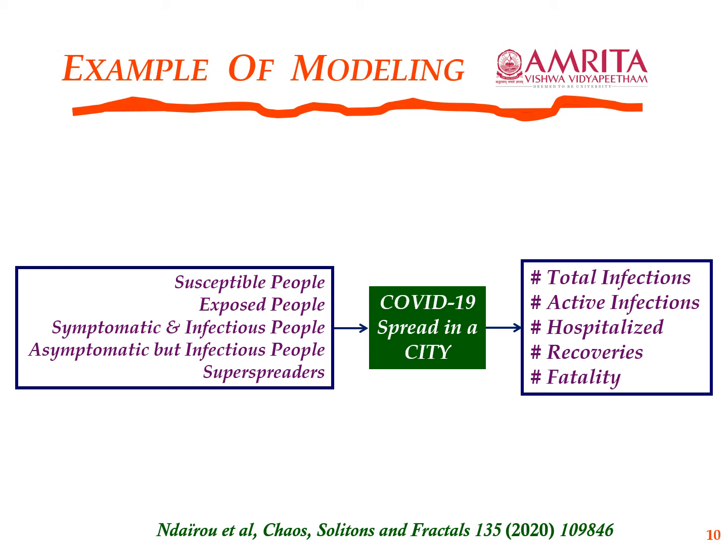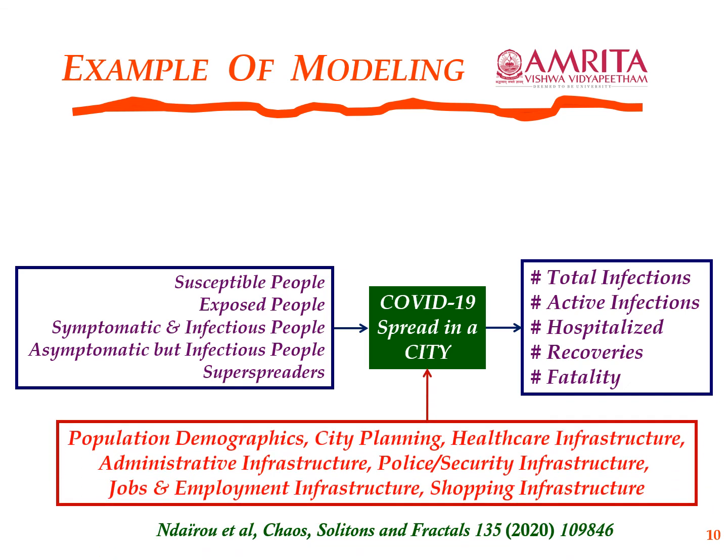And what is the shopping infrastructure, and how much of the shopping infrastructure is working, how it is working? All of this is going to determine how susceptible people could get exposed, become infectious, symptomatic or asymptomatic, and how super spreaders could emerge, and in turn this will determine at any point in time in the city the total number of infections, the number of active infections, and so on and so forth, right? So what are all the constraints? What are all the constraints that we are looking at?